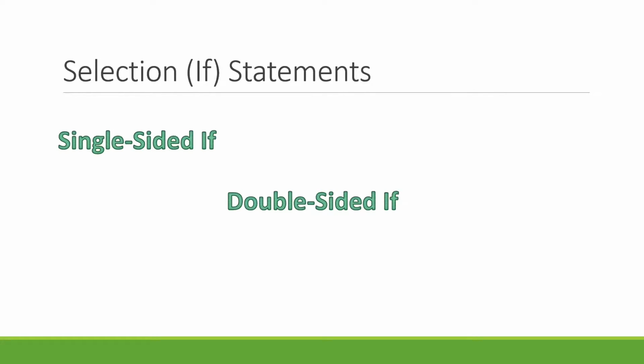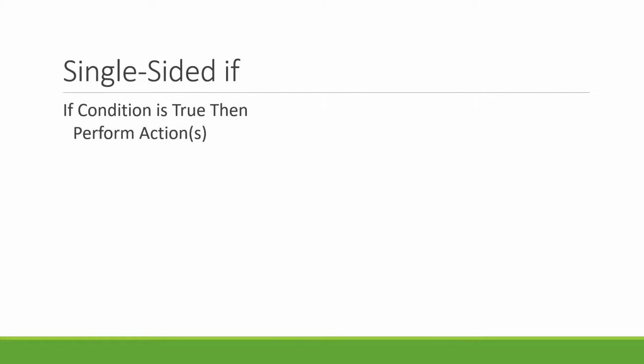Now there are three basic kinds of selection statements: the single-sided selection, the double-sided selection, and the multiple-sided selection or multi-select. The multi-sided selection will be covered in the next video. This video introduces you to the single-sided and double-sided selection. The single-sided selection is used when we have an action or set of actions to perform under a certain condition, but no action to perform otherwise.